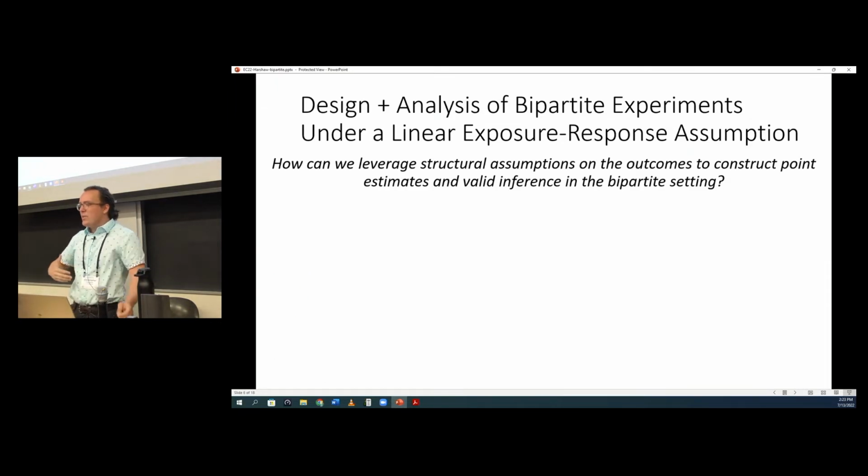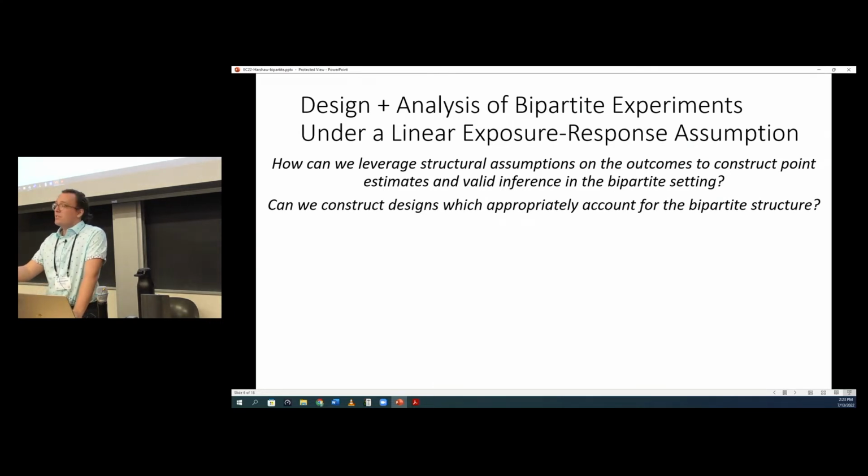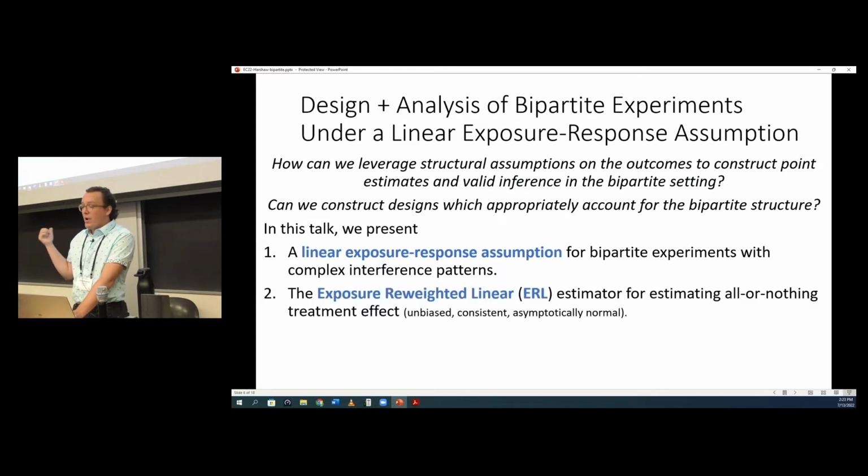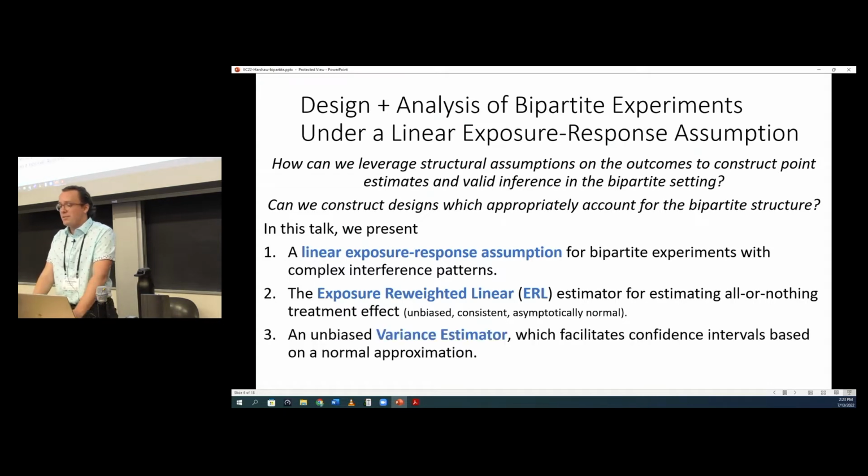And the question is, how can we leverage structural assumptions on the outcomes to construct point estimates and valid inference in the bipartite setting? And something that's in the paper but I won't discuss here is how can we construct designs, that is, the random assignment of treatment, which appropriately account for this bipartite structure. So in this talk, we present a linear exposure response assumption for bipartite experiments, a new point estimator, which we call the exposure reweighted linear or EARL estimator for estimating the all or nothing treatment effect, and we'll show it has nice properties. And we're going to have an unbiased variance estimator, which will allow us to get confidence intervals.